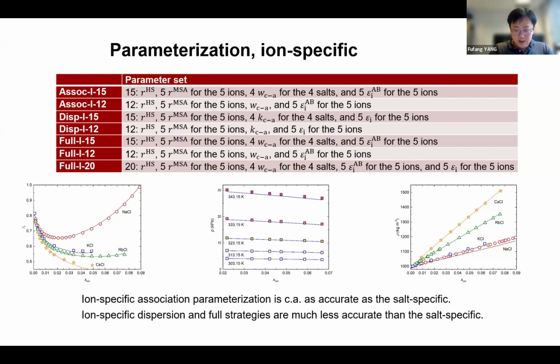Here, the comparison shows that the association approach is more accurate than the dispersion approach. And it is actually about the same accuracy as when we use both association and dispersion. And even when we use more adjustable parameters, the association approach is the best.